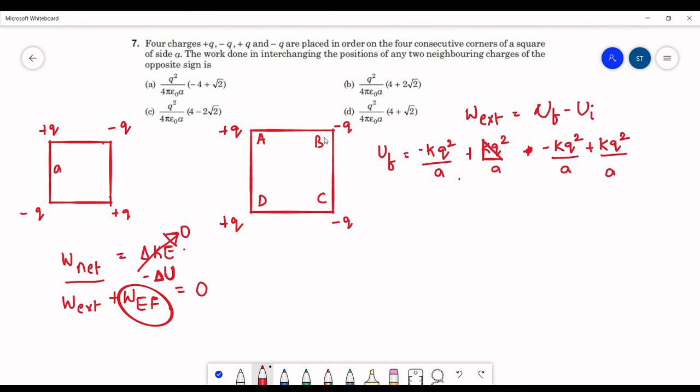Next, 2 opposite pairs will be there, BD and AC. For AC it will be plus into minus, negative. Again for BD, plus into minus, negative. So minus of 2 times kq square upon distance, which here will be the diagonal length root 2a.